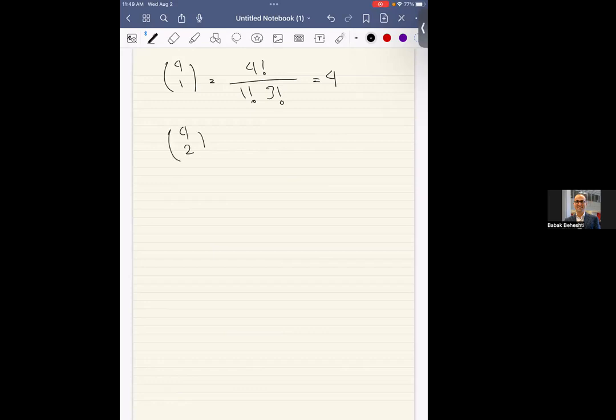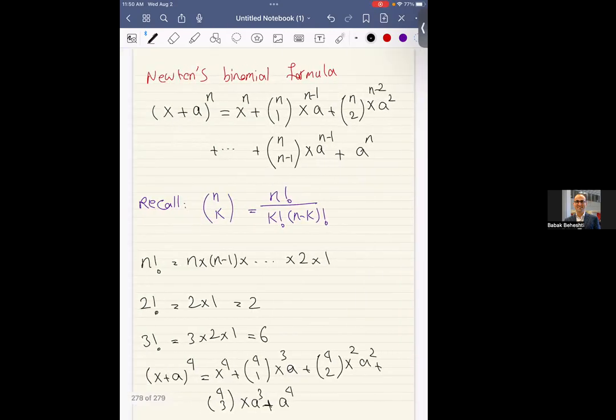How about 4 choose 2? 4 choose 2 is 4 factorial divided by 2 factorial times 2 factorial. So 4 factorial divided by 2 factorial is just 4 times 3, and now divided by 2. So this is 6. And 4 choose 3, you can easily see that it's again 4 factorial divided by 3 factorial times 1 factorial, again 4. Right? So now go back to this formula.